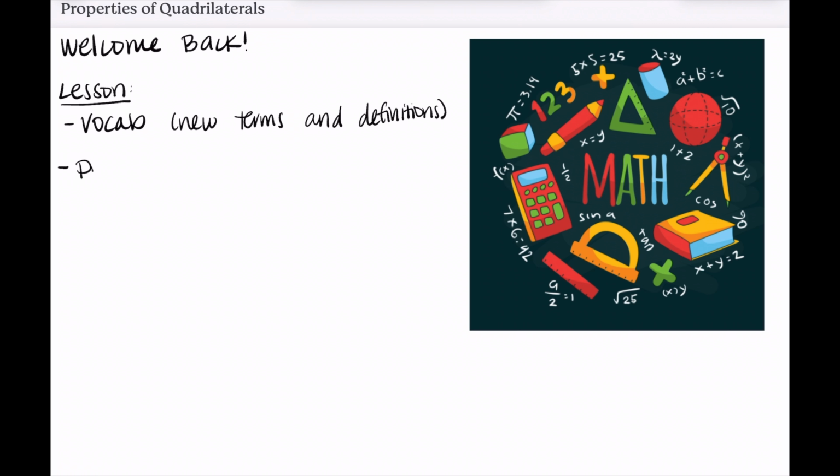But for today's lesson, we're going to go over a lot of new terms for our vocabulary. We're going to also define them. So these terms are going to be very important in all of the remainder of the geometry videos that we're going to have here. And then we'll also go through the properties of quadrilaterals. So let's get into our vocab for today's lesson.